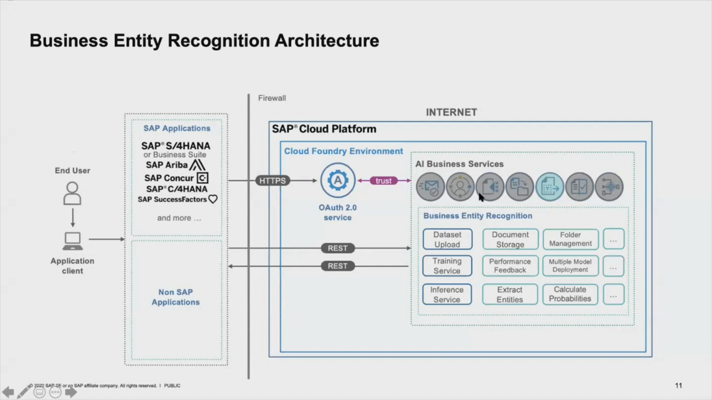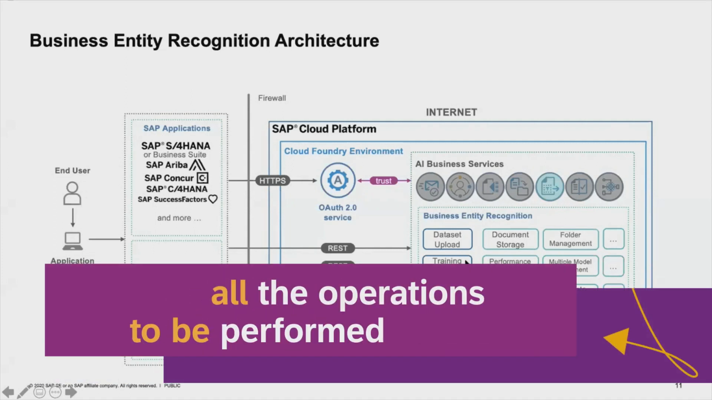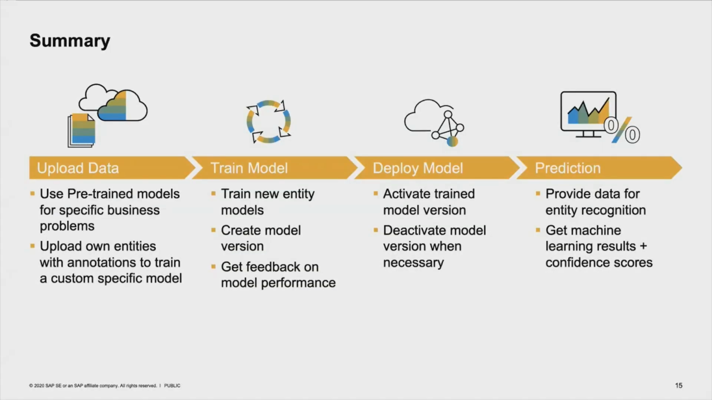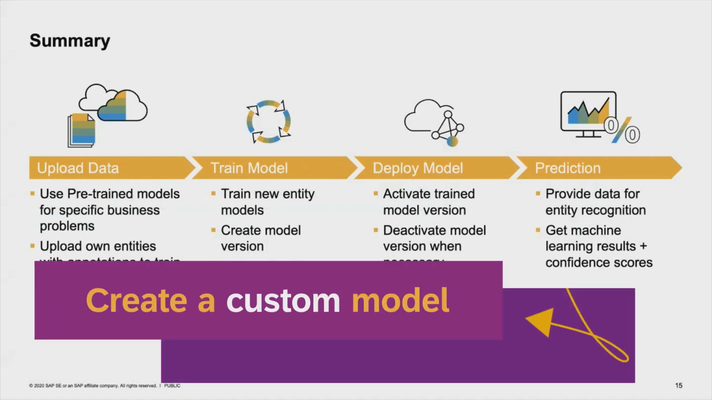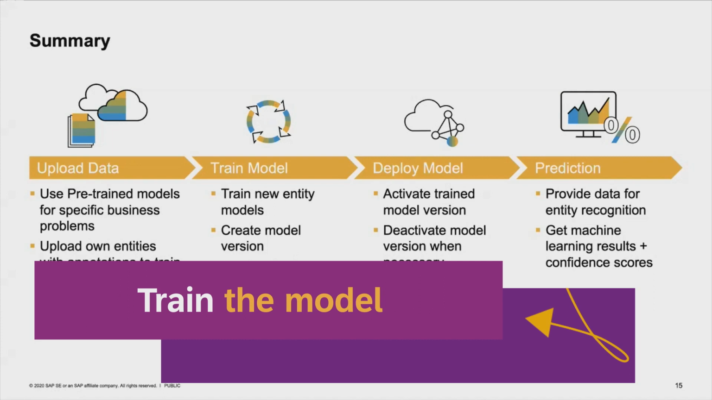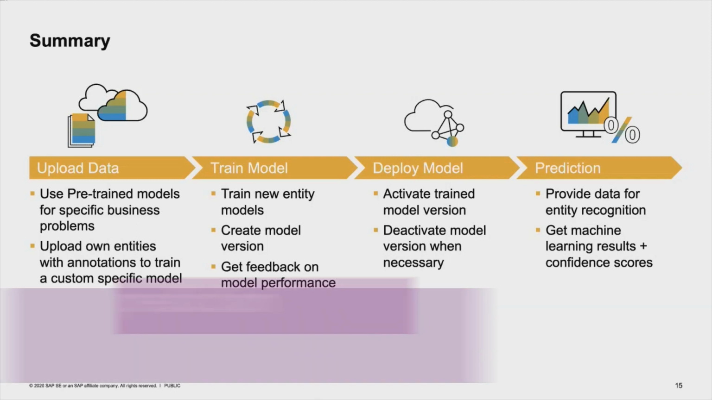So this is the typical architecture for business entity recognition. At the core of AI Business Service, which is the business entity recognition, is a set of REST APIs that allows all the operations to be performed. This is the typical flow of how the service works. If you're using the pre-trained models, there is no need to upload data or train the model. If you want to create a custom model to extract your own entities, then you first have to upload the data. Then based on that dataset, we train the models. The third step is to deploy the model, and then I should be able to perform prediction with it.